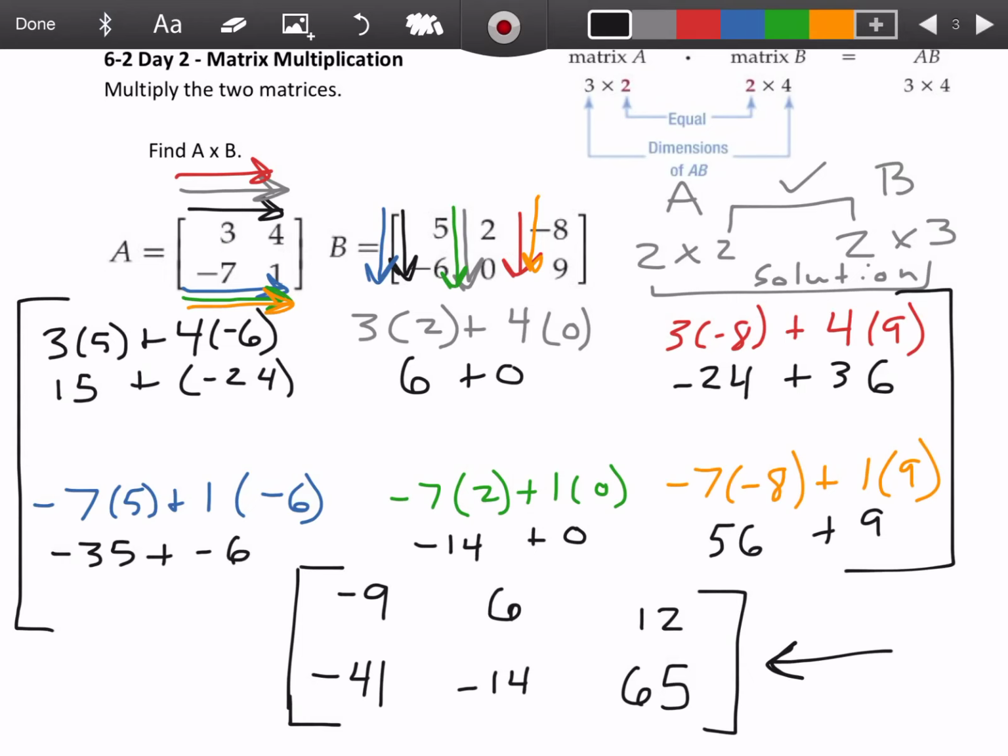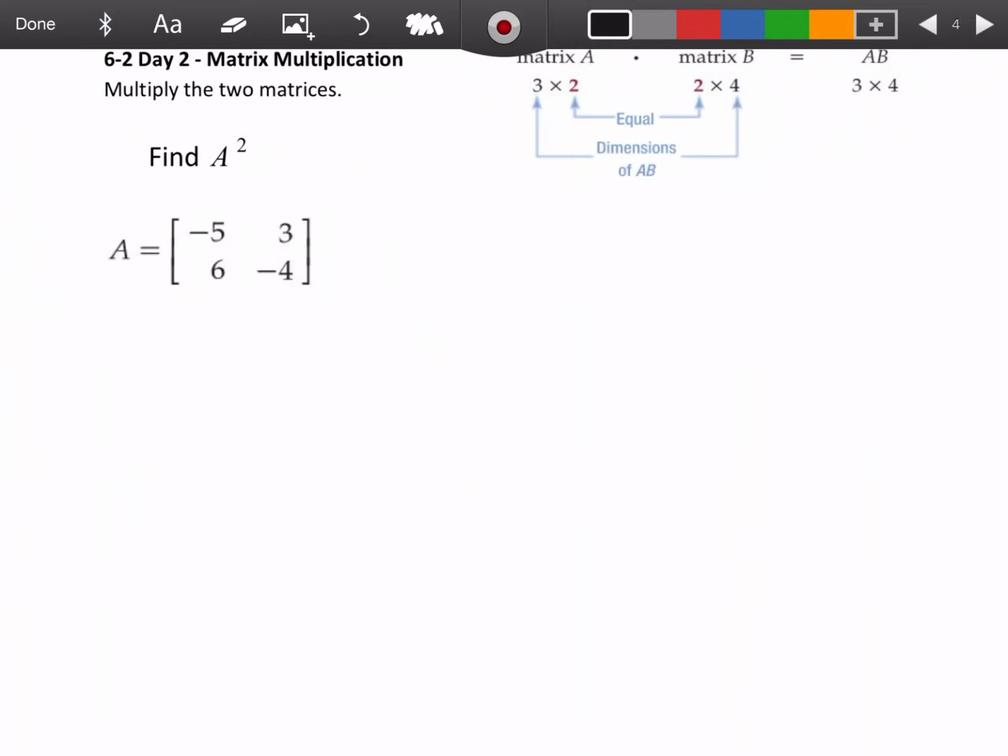I do have another slide. I'm not going to go through this whole problem, but there are some cases where they're just going to say, hey, I want you to square this matrix. And I won't go through the whole thing, but I think it's a lot easier just to set things up and just rewrite the matrix again and multiply it out.